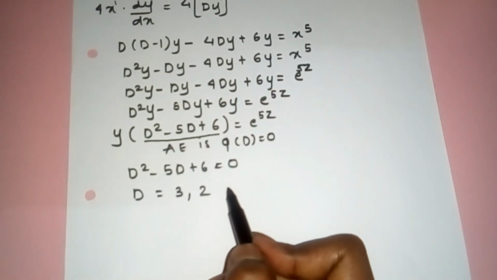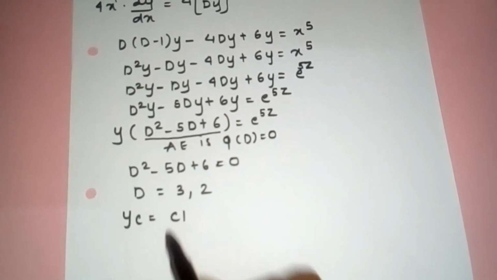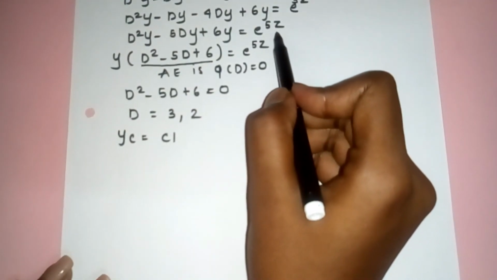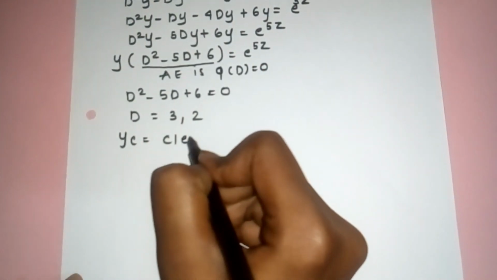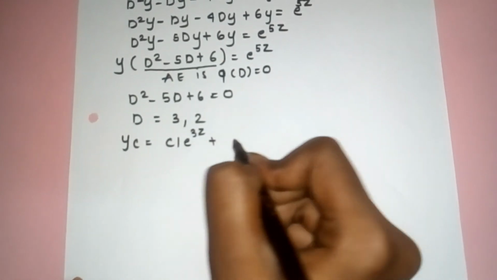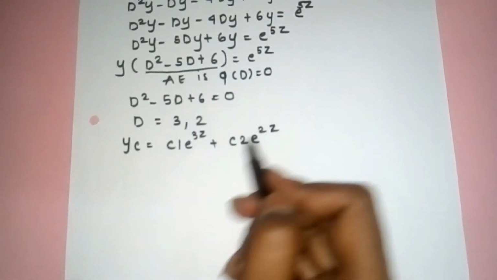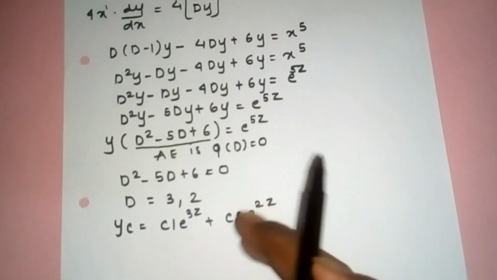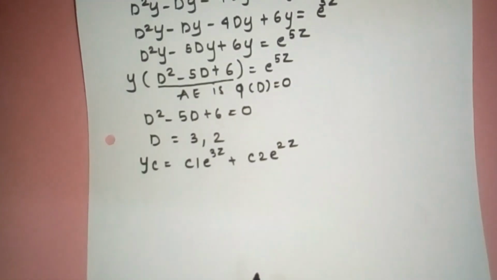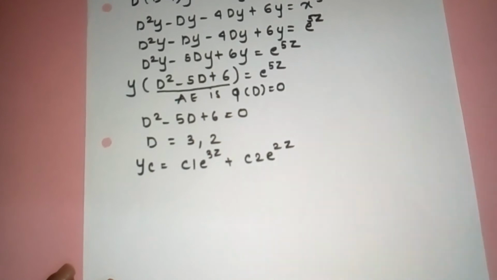Now we can write yc. Yc is equal to c1. Now we have kept all this in z term. So c1 e raised to 3z plus c2 e raised to 2z, because we have put x is equal to z and everything is in z form. So therefore we are writing e raised to 3z and 2z.